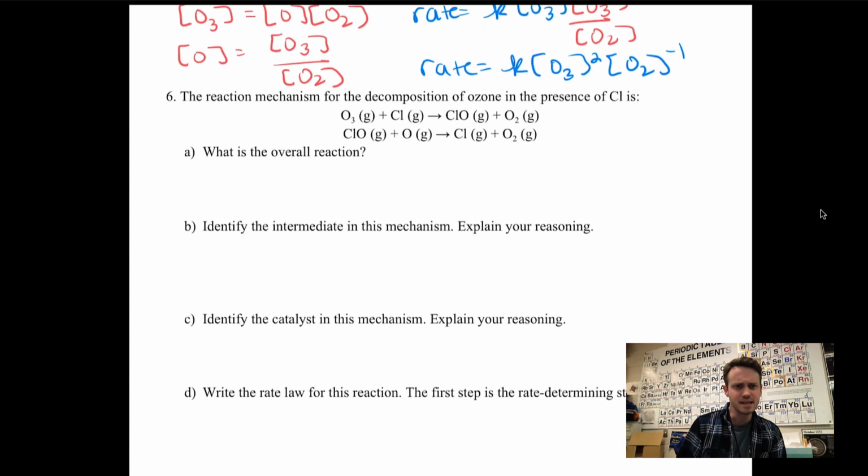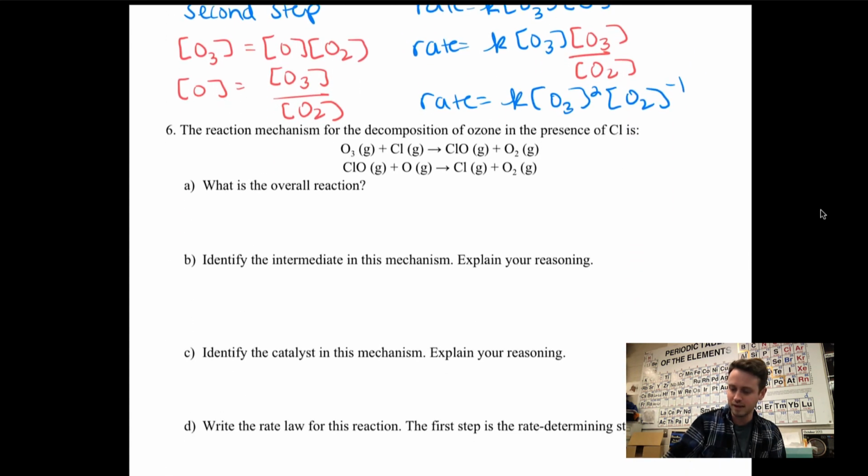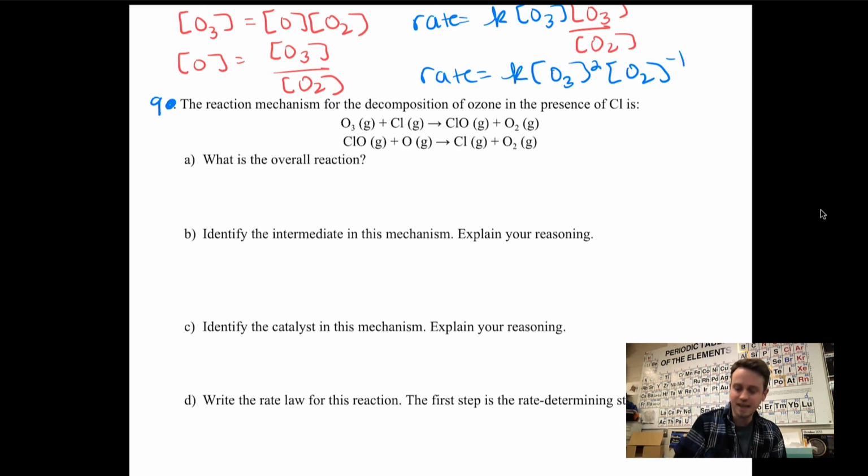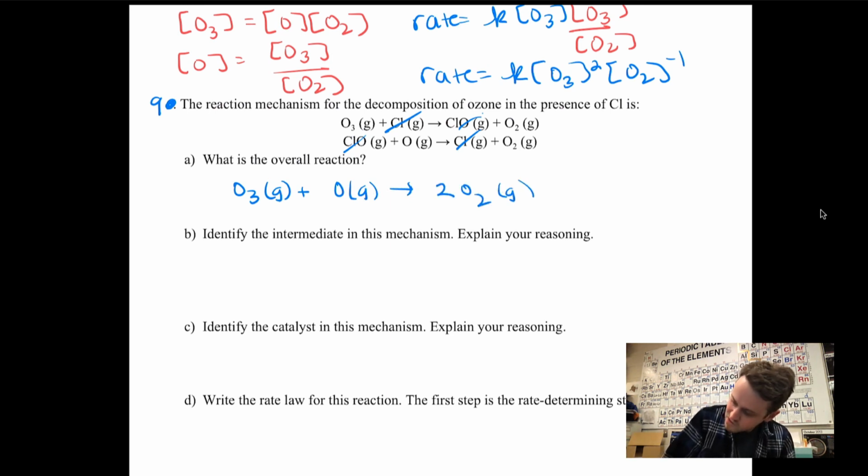Okay, for number 6, which is number 9. Oh boy. Okay, so that is number 9. It says, what is the overall reaction when I have chlorine in this? So I'm looking for things that can cancel. Cl is going to cancel on both sides. ClO is going to cancel on both sides as well. That leaves me with O3 plus O yields 2O2 gas.